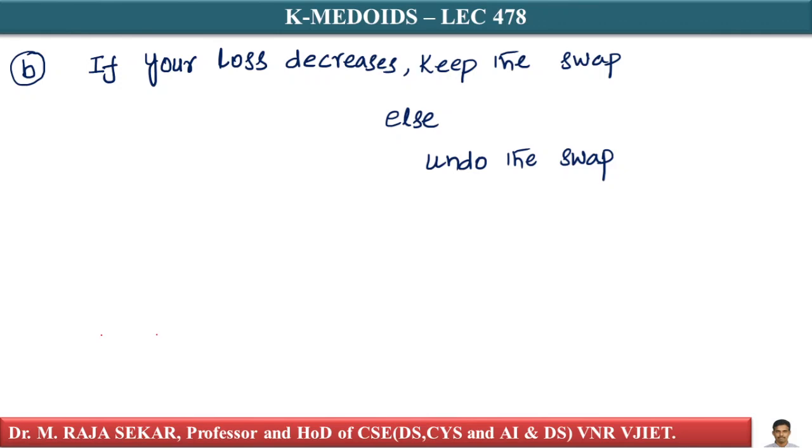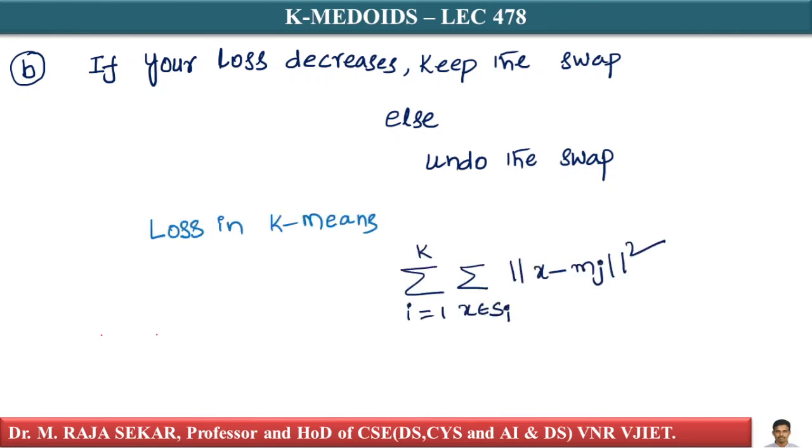We are trying to minimize a mathematical objective for each of your k clusters. Loss in k-means is sigma i equal to 1 to k, x belongs to Si, norm x minus mj whole square. Within each of your clusters, you are trying to minimize this, isn't it?